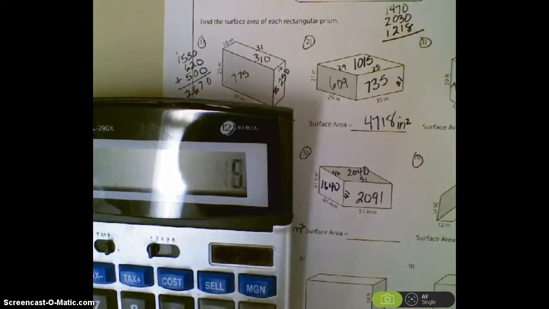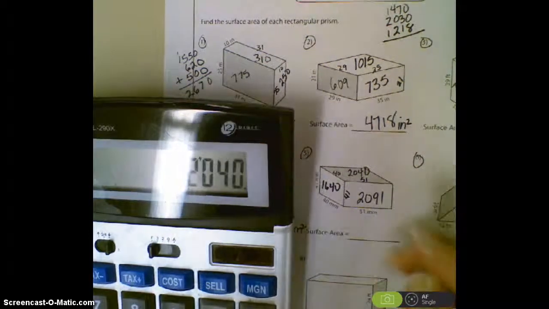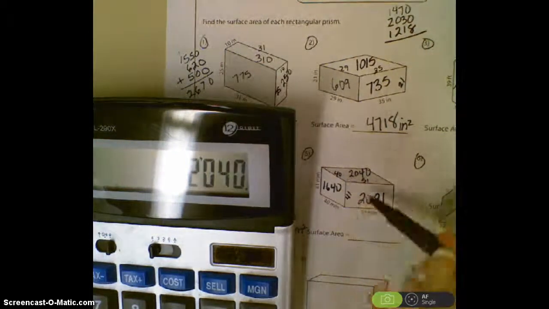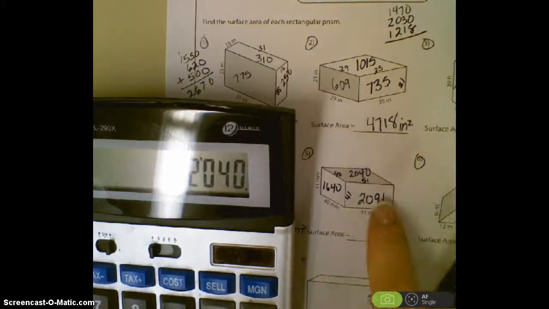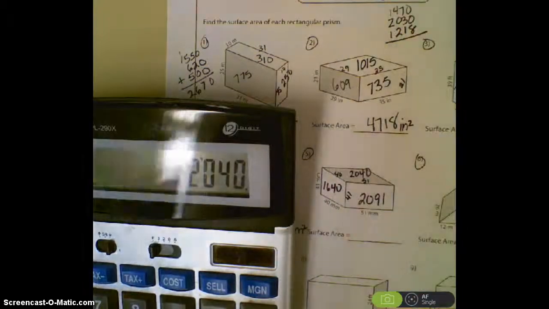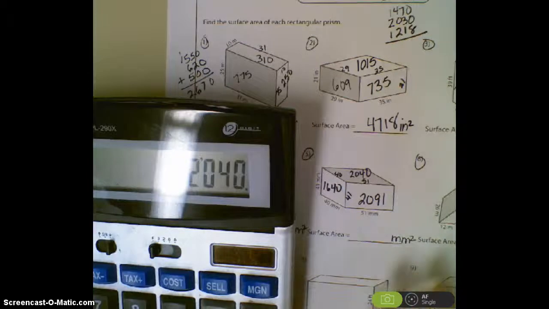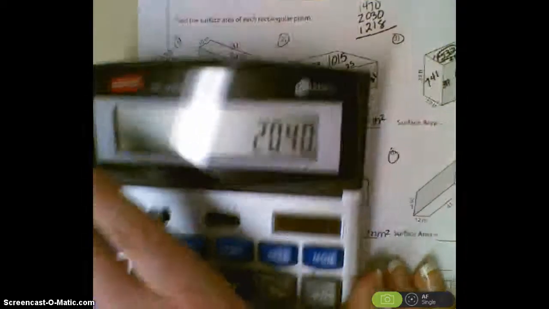There's a lot of steps. Equals 2,040. I'd multiply it times 2. Remember, you multiply all of these by 2 because you've got 2 sides, front and back, bottom and top. Add them all up and you will express this as millimeters squared for that one. And then our last one for today.